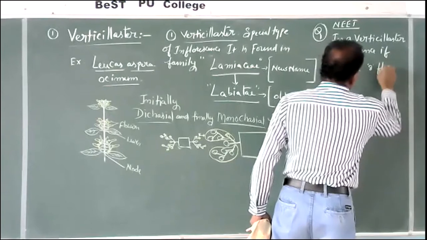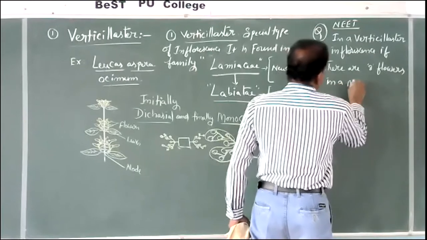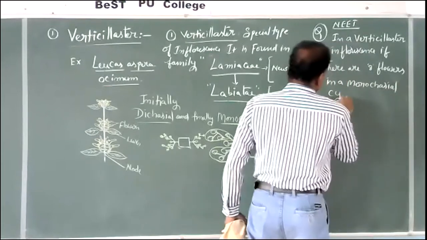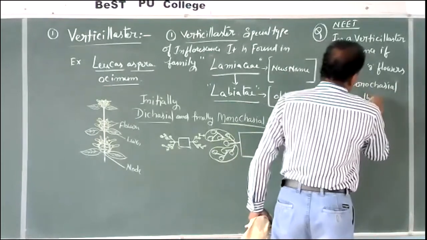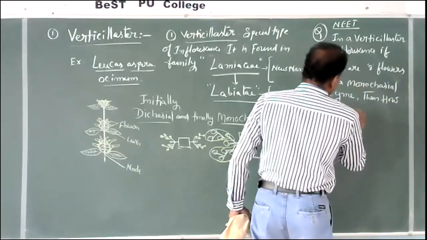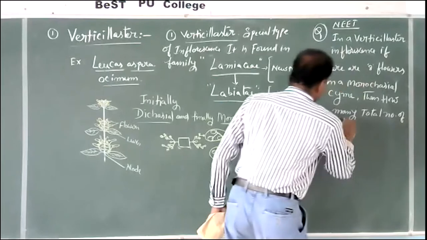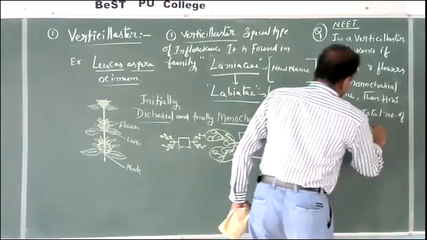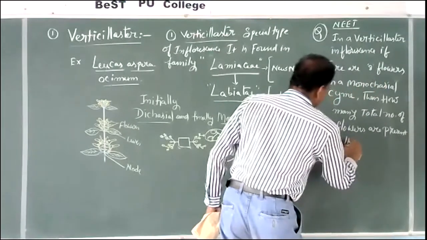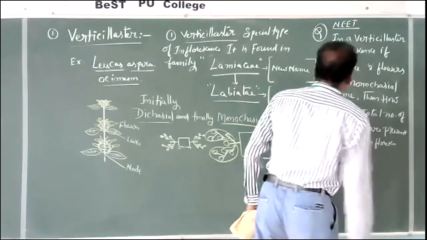8 flowers in a monochasial cyme, then how many total number of flowers are present in that inflorescence? My dear students, to read, it looks big question, large question.